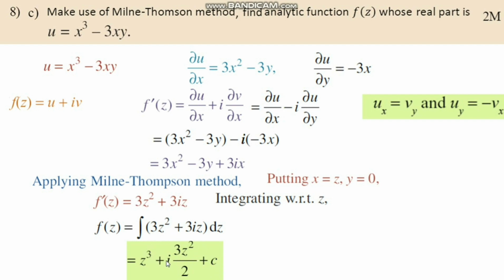Milne-Thomson method. So just recall Milne-Thomson method: you have to differentiate this analytic function with respect to x and replace ∂v/∂x with negative ∂u/∂y by Cauchy-Riemann conditions, and put x equal to z and y equal to 0 in the proper places of x and y and integrate it, we get the analytic function.